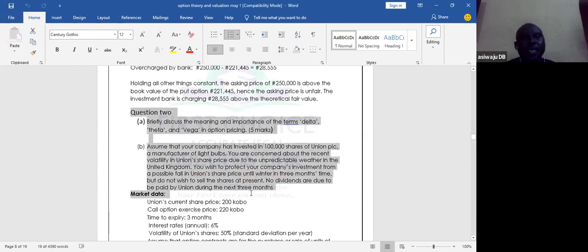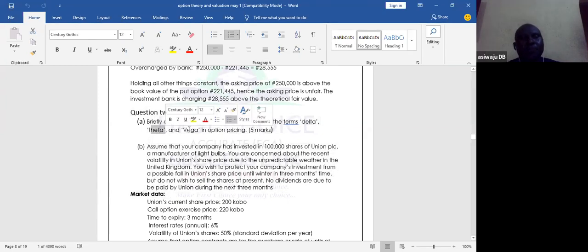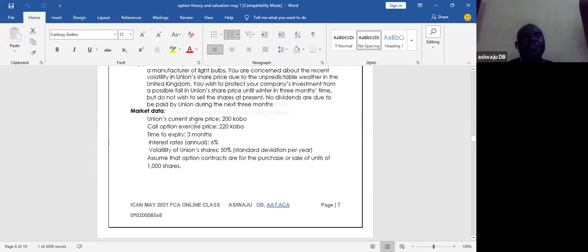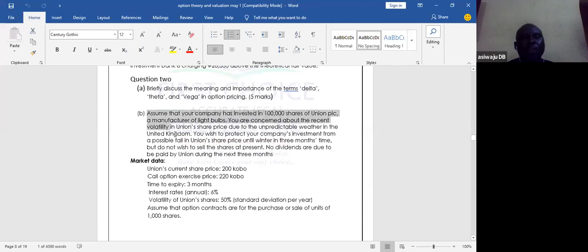The examiner says, discuss briefly the meaning and the importance of the terms delta, beta, vega in option pricing. This question is coming from ACCA. Discuss briefly; we can discuss that briefly. Now look at the second part of the question.